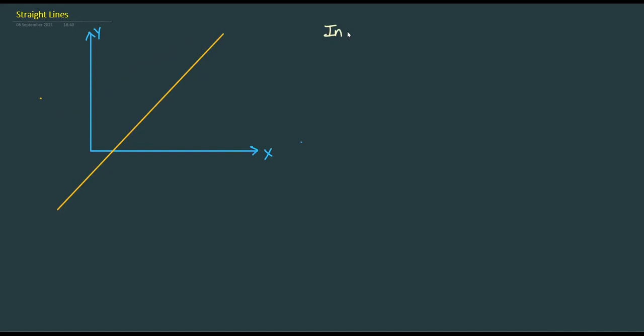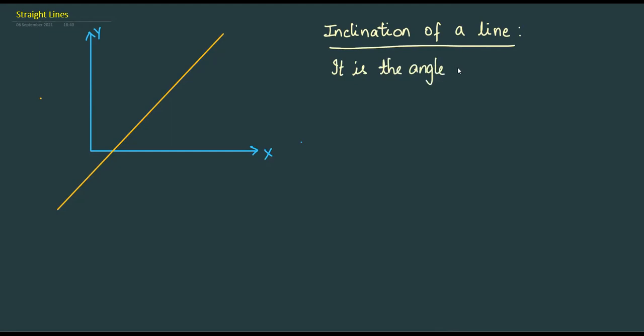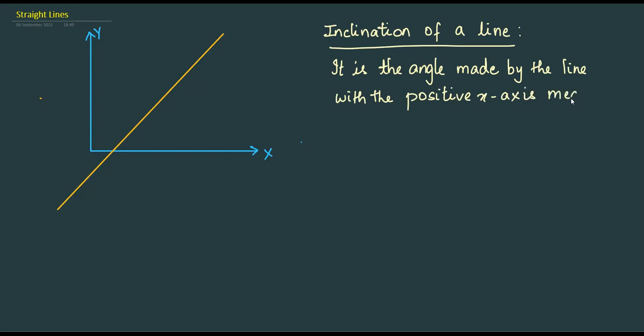Inclination of a line. It is the angle made by the line with the positive x-axis, measured in the anti-clockwise sense as positive.